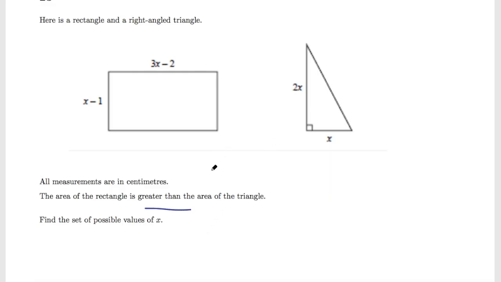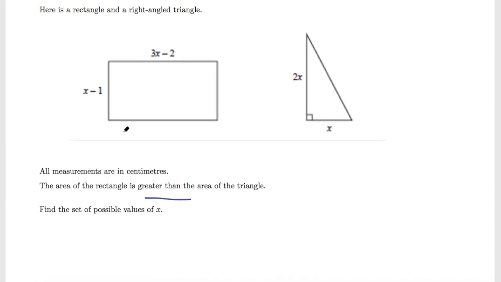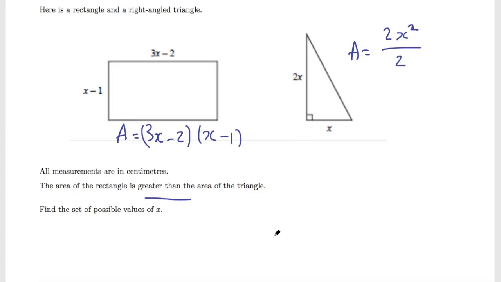Okay, so the only relationship we're given here is that the area of the rectangle is greater than the area of the triangle. So we know that the area of a rectangle is going to be 3x minus 2 times x minus 1, the length times the width. And we know that the area of the triangle is the base times the height divided by 2, which essentially is just x squared.